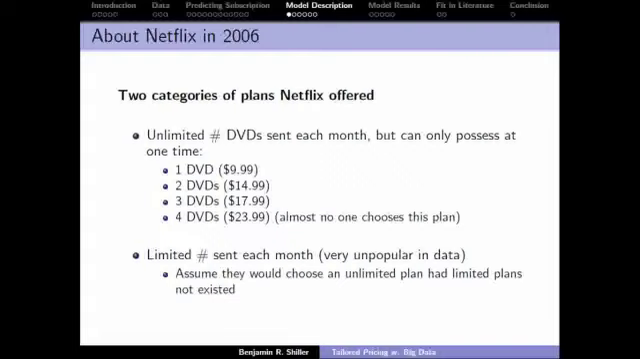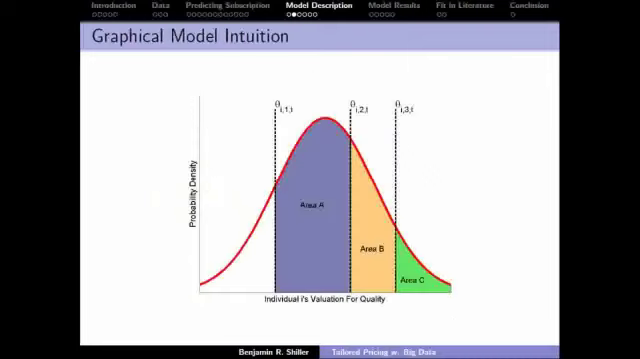And so, okay, you can basically see these 3 options. The idea here is that people differ in how much they like DVDs by mail. If you don't like it very much, you won't subscribe at all. If you like it a little bit more, you'll get 1 DVD at a time. If you like it even more than that, eventually there's a point where you'll consume 2 DVDs at a time, and so on. I'll talk very briefly about how I derived this model, but basically, this is the intuition behind the model.